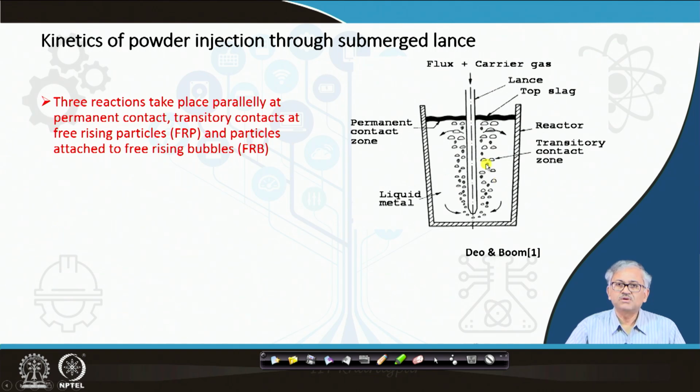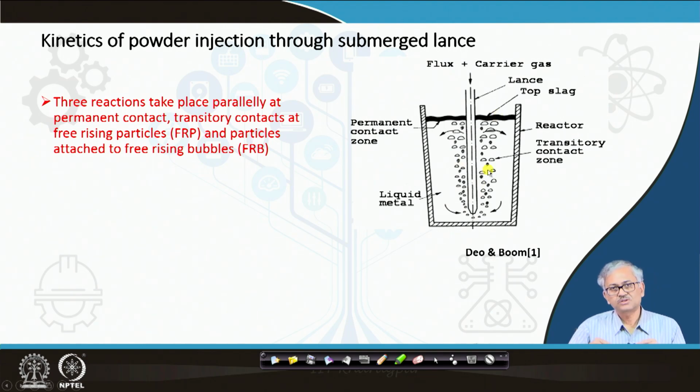These two contacts are called the transitory contact, because during their transition the impurity transfer will take place from the metal to the slag, that is the powder particle. Okay. And there is another contact, the permanent contact. This is the permanent contact at the top slag metal interface, where also the impurity transfer from the metal to the slag can take place. Okay. So, basically we have two contacts, one is the permanent contact at the top slag metal interface, another is the transitory contact.